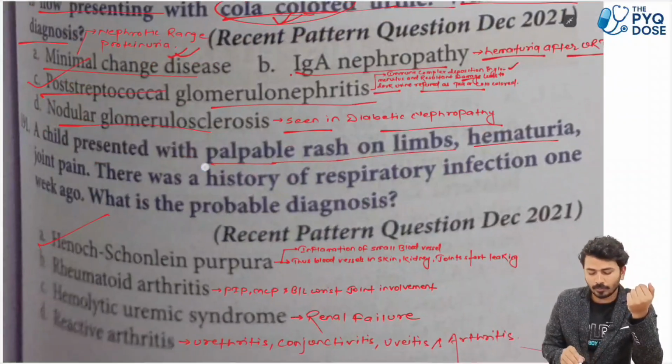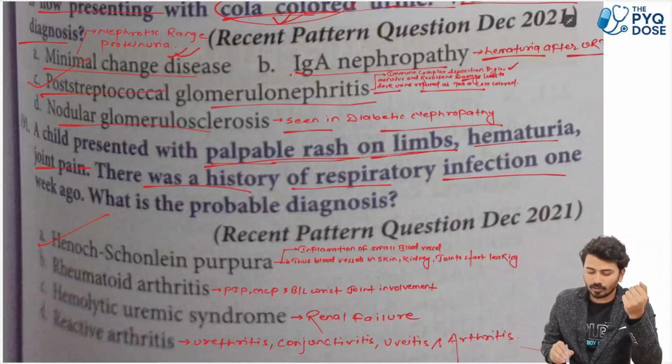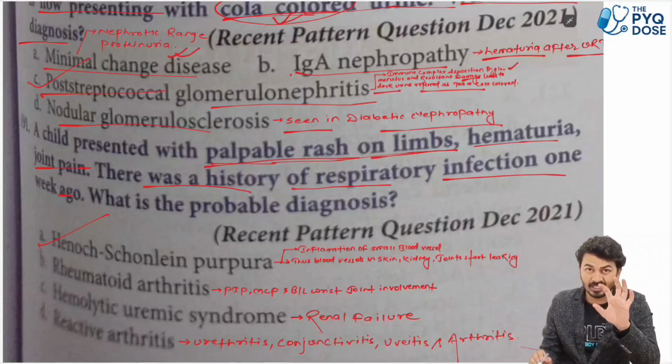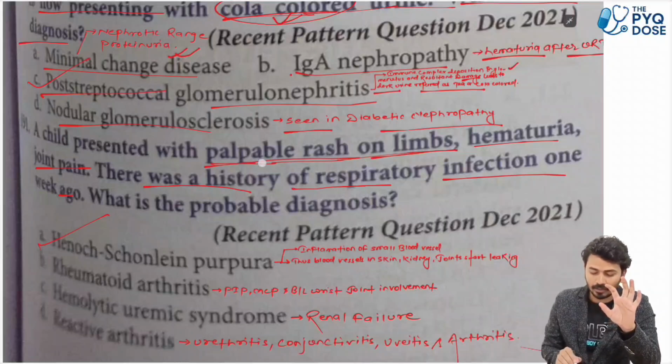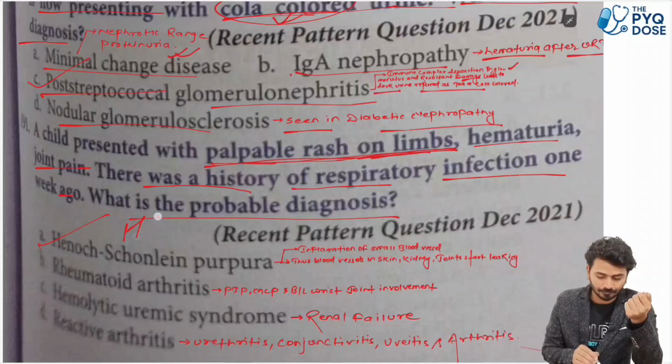A child presented with palpable rash on limbs, hematuria, and joint pain. There was a history of respiratory infection 1 week ago. History of respiratory infection, palpable rash on limbs, now hematuria also and joint pain also. What is the probable diagnosis? So this is going towards Henoch-Schonlein purpura. HSP की तरफ जा रहा है.